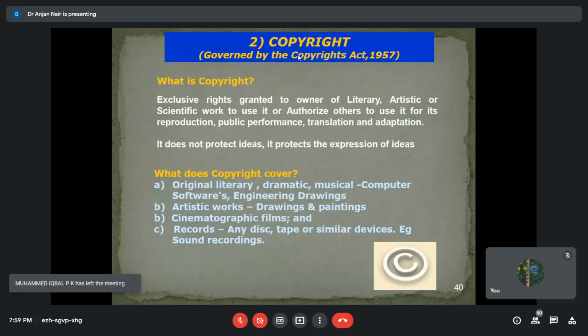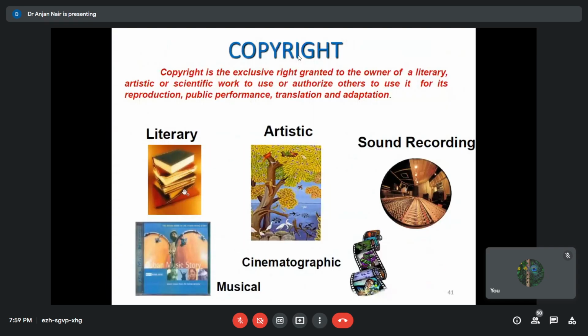Now, the second IPR is copyright. These things I'll go through fast. Copyright is basically for literary works, artistic works, cinematography, films, records, and things like that. So books: go through any novels or books, or even your textbooks. In a standard textbook, you can see a notation, a C in a circle. That is copyright. So for when you're writing books, novels, textbooks. Then music: when Rahman comes with a new music, he will copyright his music. Sound recordings, cinema, movies, all movies have a copyright that has to be taken.